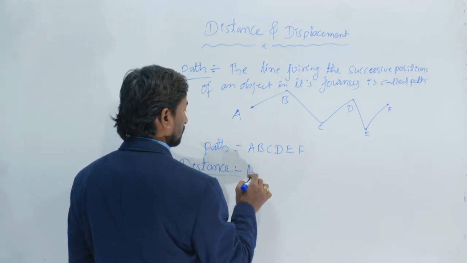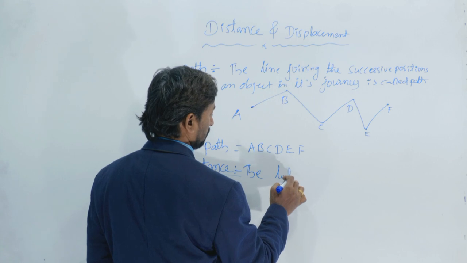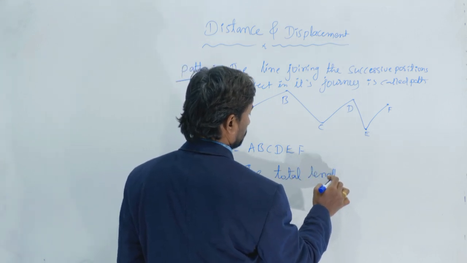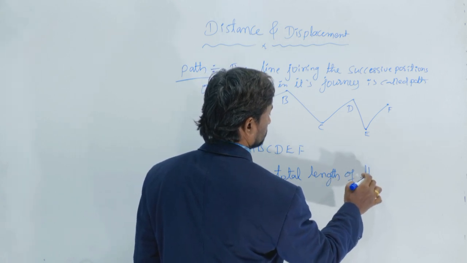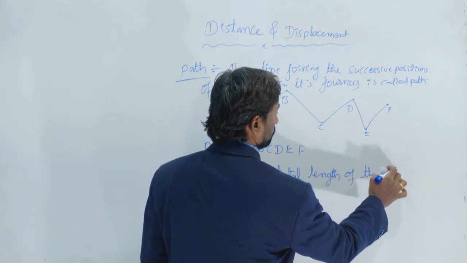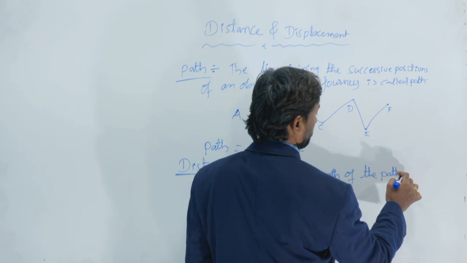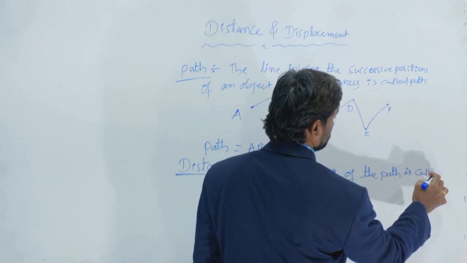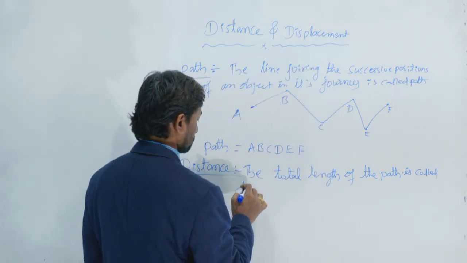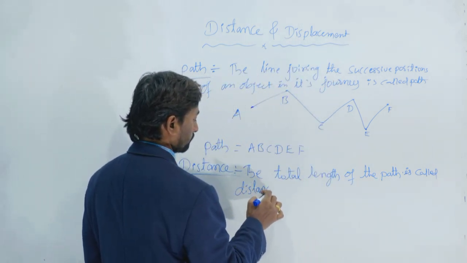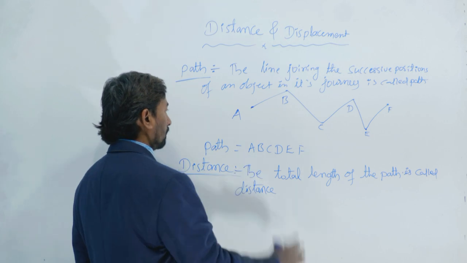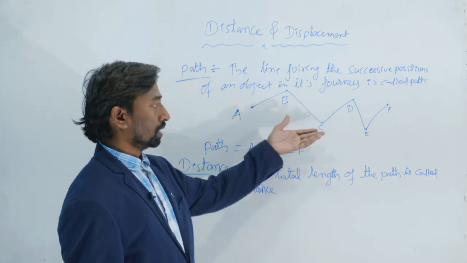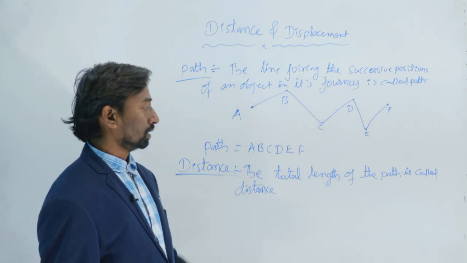So we can define this from that diagram. The total length of the path is called distance. Or we can say the total length covered by the body is also said to be the distance.